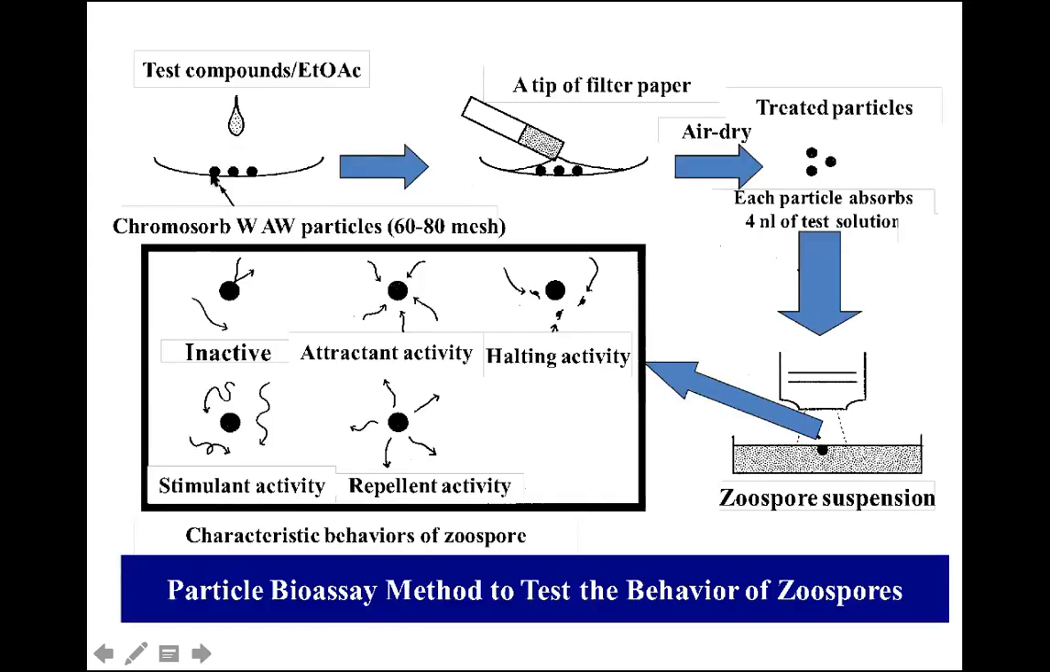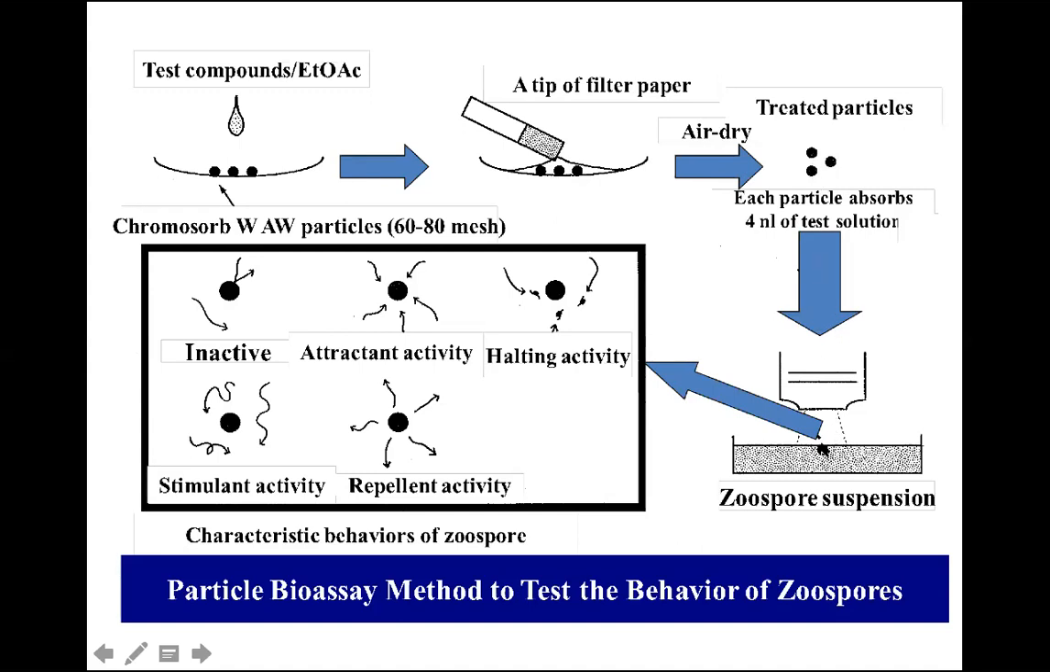We devised a method using porous particles, which are used in gas chromatography. If you add your crude mixture dissolved in ethyl acetate and drop it onto the particle, the excess solvent is absorbed by the filter paper, but the porous particle absorbs some of the solvent mixture. If you put it in the air, all the ethyl acetate easily evaporates and only the particle remains, along with the compounds present in the solution, inside or outside the particle.